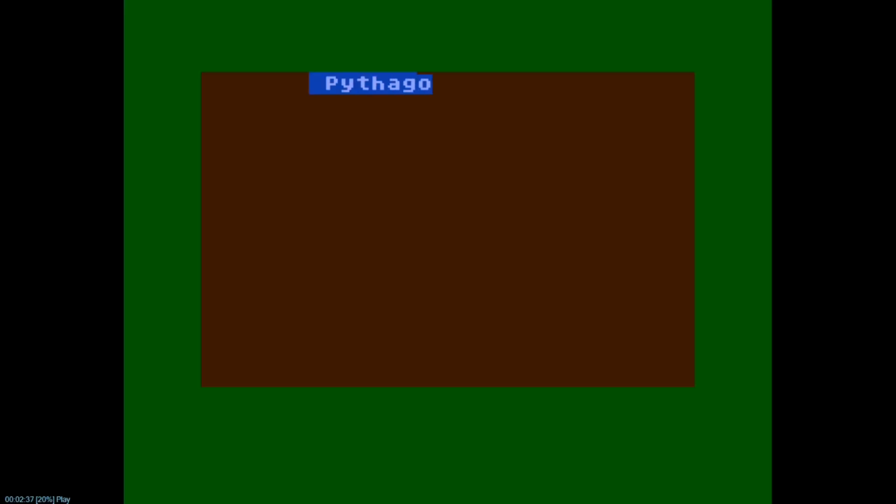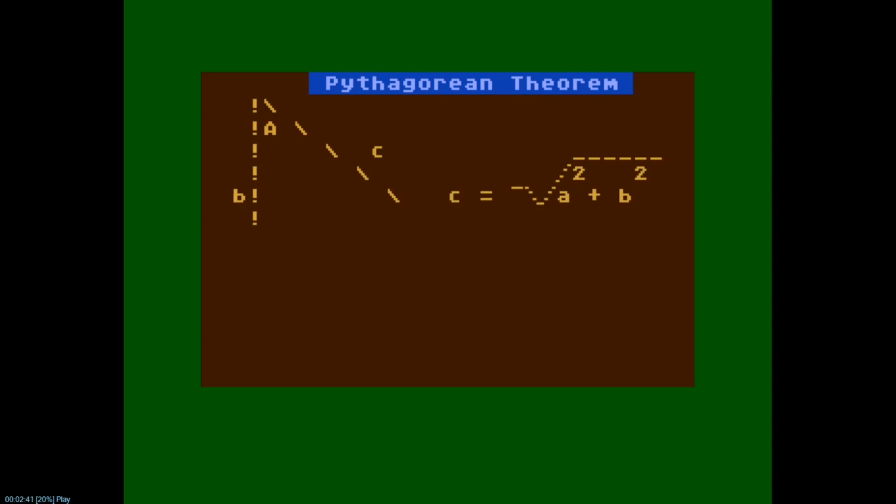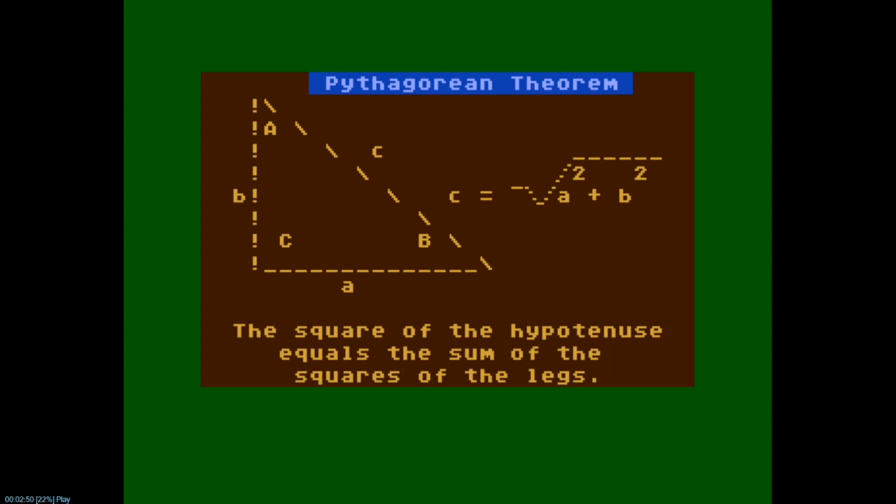Right. If you have studied program MG7 recently, you recall the Pythagorean theorem, which states that the length of the hypotenuse is the square root of a squared plus b squared. Another way is to say that the square of the hypotenuse equals the sum of the squares of the legs.